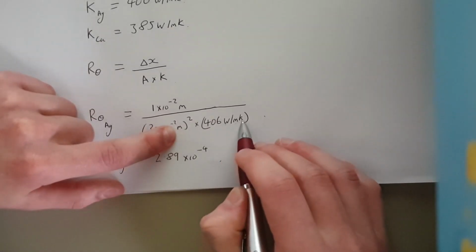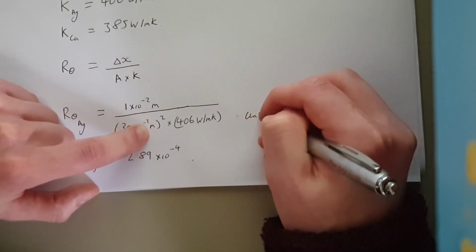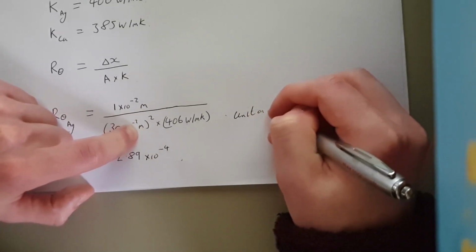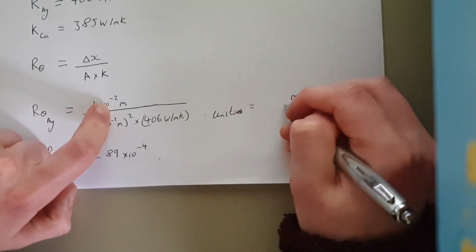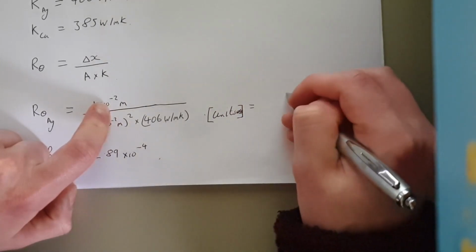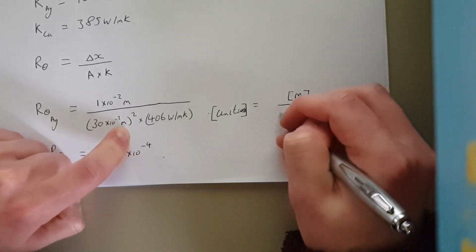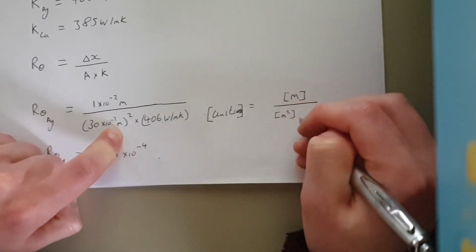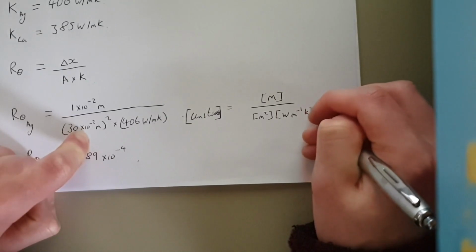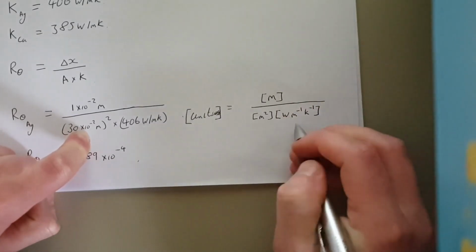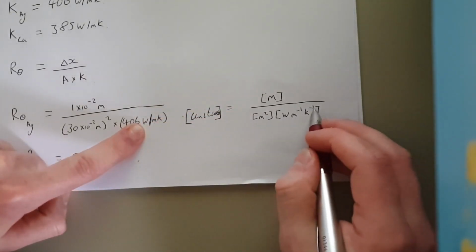Times by watts per Kelvin. So on the bottom, the units are equal to, we got meters on the top. You normally do this like this, you put units like that. So you got meters on the top divided by, we're just looking at these here, so that's meters squared, and this is watts, meters to the minus 1, Kelvin to the minus 1. So this is just from, this is a divide. So these are 1 over meters and 1 over Kelvin.